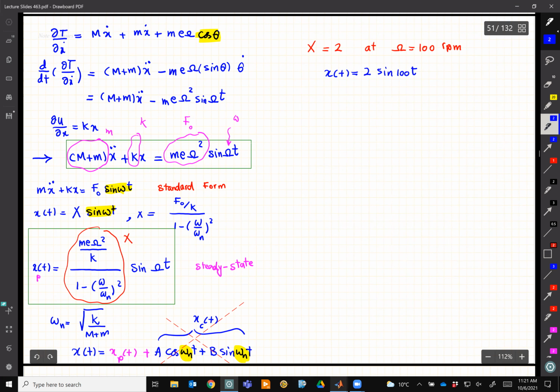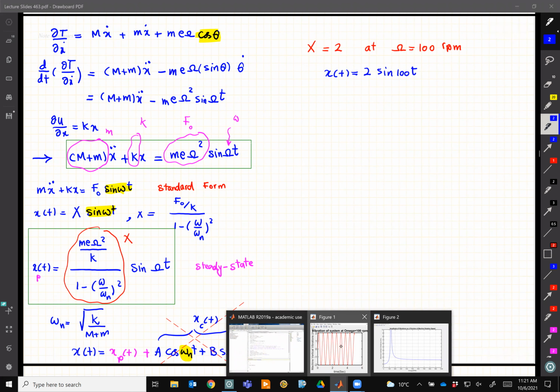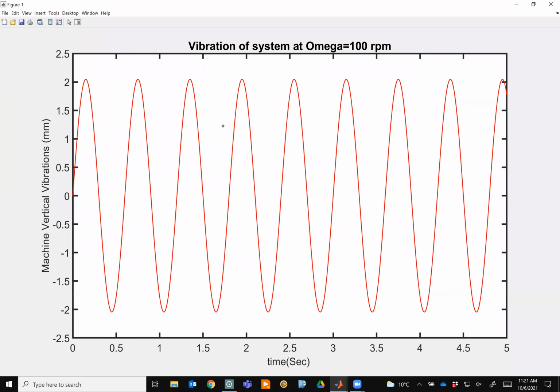If I plot it, I would get this response. This is the response of the system, the time response of the system, time versus x, and the amplitude is 2 millimeters, and it continues forever until we turn off the machine. And the frequency of this vibration is 100 RPM, if you count the number of cycles.